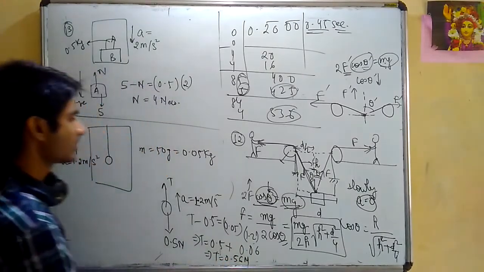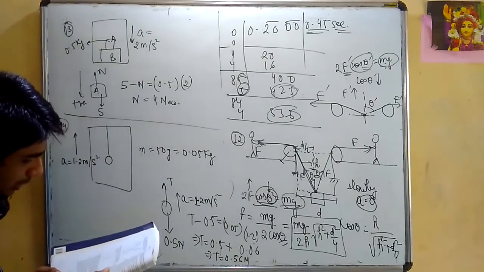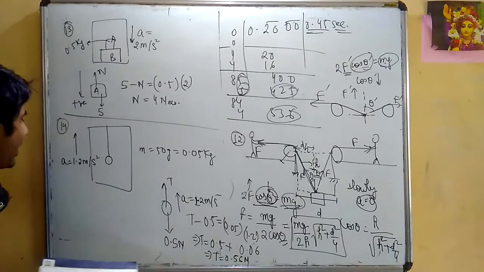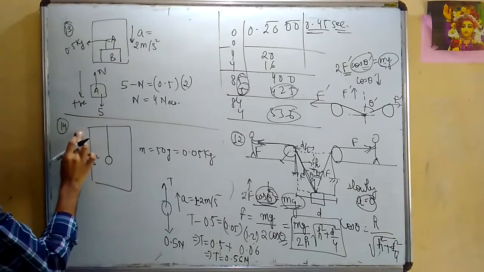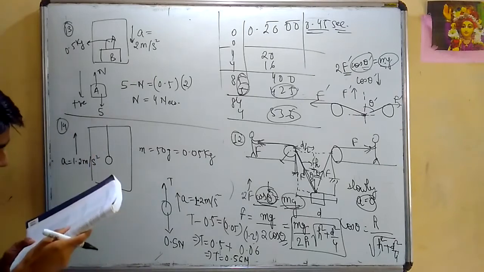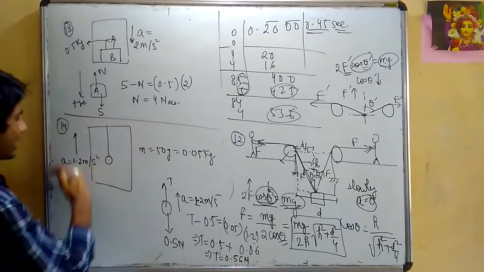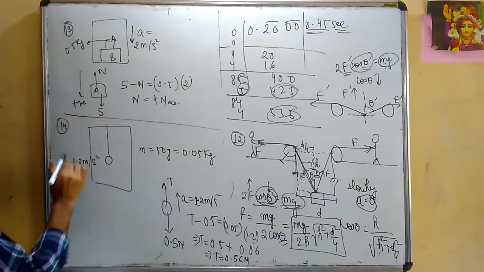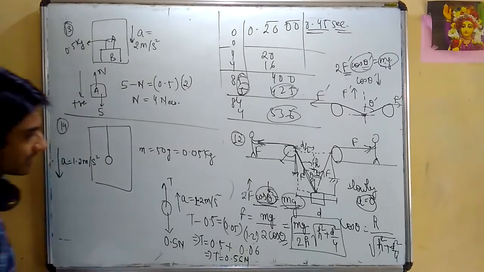0.56 newtons. So this is the first part of the question. Second, it goes up with a deceleration of 1.2 meter per second square. Now listen, if it goes up with a deceleration of 1.2 meter per second square, as given in the question, it means it is going down with an acceleration of 1.2 meter per second square.